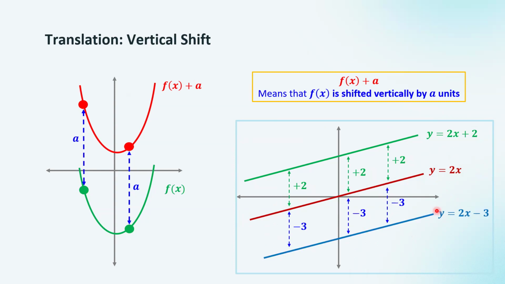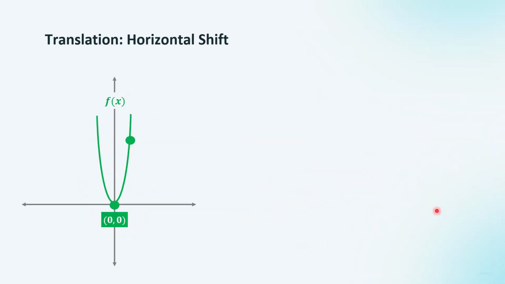For the vertical shift, it's very simple. Now, for the horizontal shift, it's not so simple, as you will see in this slide. Let's say we have an original function, f of x, and let's say we have this point. This point is going to be our point of interest, which is (0, 0). And then, let's say we try to shift this function to the right by a units, which means the point of interest now is going to be (a, 0).